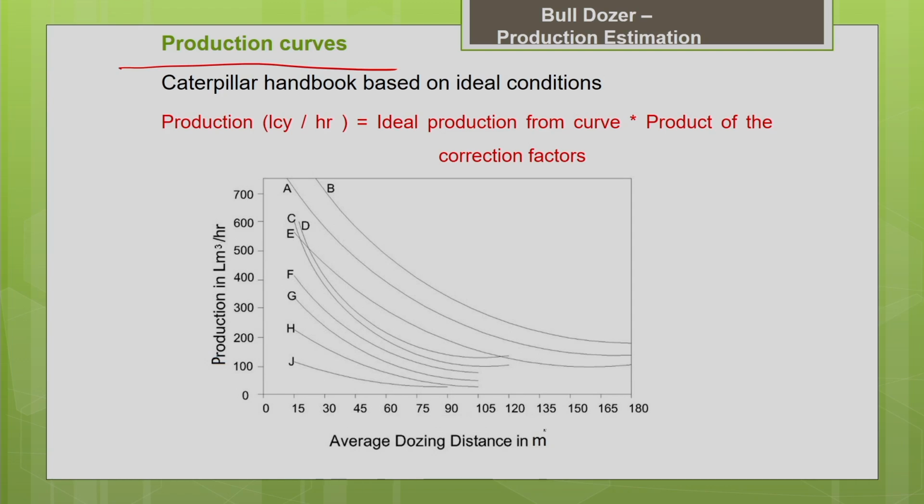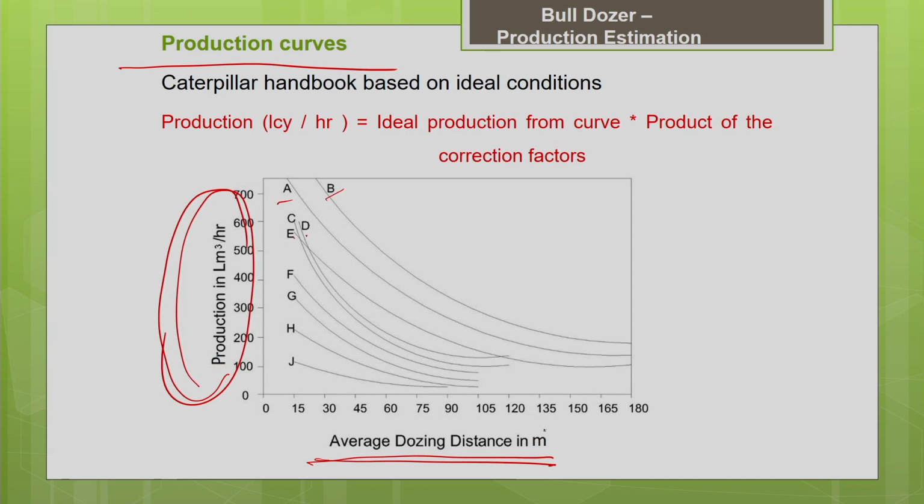So, you can see these production curves will have the relationship between the dozing distance and the production. You have the average dozing distance in meter on the x-axis, and you have the production in loose meter cube per hour on the y-axis, and all these refer to different models of machine produced by the manufacturer. So, A, B, C, D, you can correspondingly look into the model. You can see that as the dozing distance increases, your productivity is getting reduced.